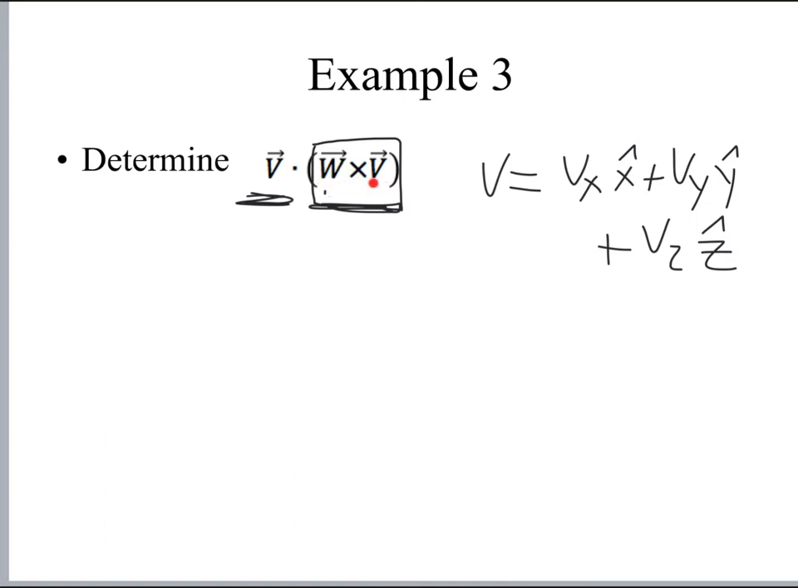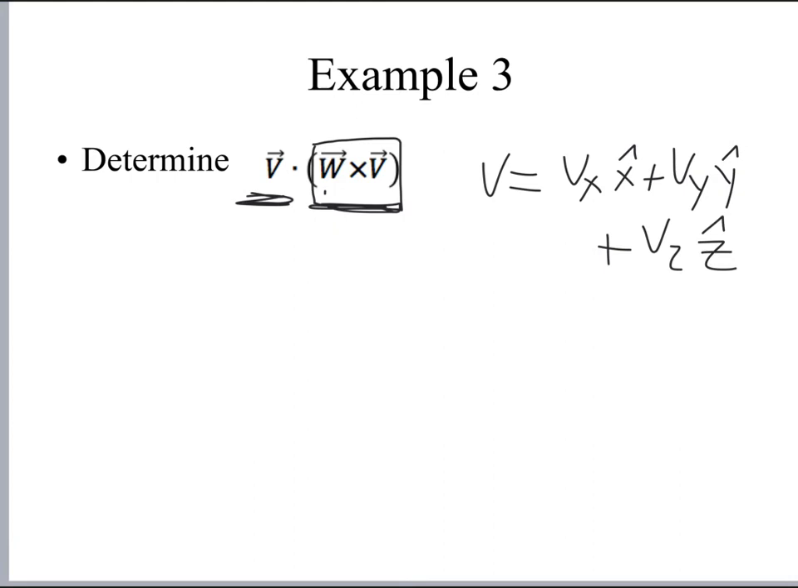So whatever W cross V is, it's going to be perpendicular to W, and it's going to be perpendicular to V. And so what that means is once we take this cross product, we want to take the dot product, or the scalar product, of a vector that is V with another vector that is perpendicular to V. In other words, the angle between them is 90 degrees. Any two perpendicular vectors have a scalar product that's equal to 0. That's the rule, because the angle between them is 90 degrees.